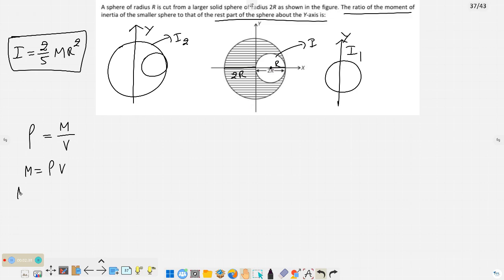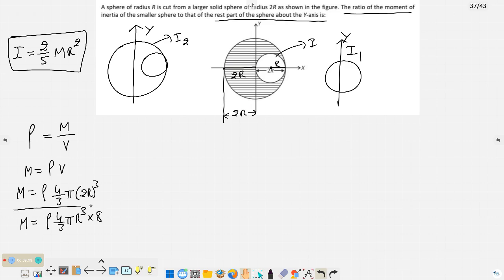What is the volume formula? This is a spherical body, so it is 4/3 pi r cubed. The radius of the bigger sphere is 2r, so we take 2r whole cubed. If you calculate this, you get m equal to rho into 4/3 pi r cubed into 8, because 2 cubed is 8. This is the mass of the original sphere.